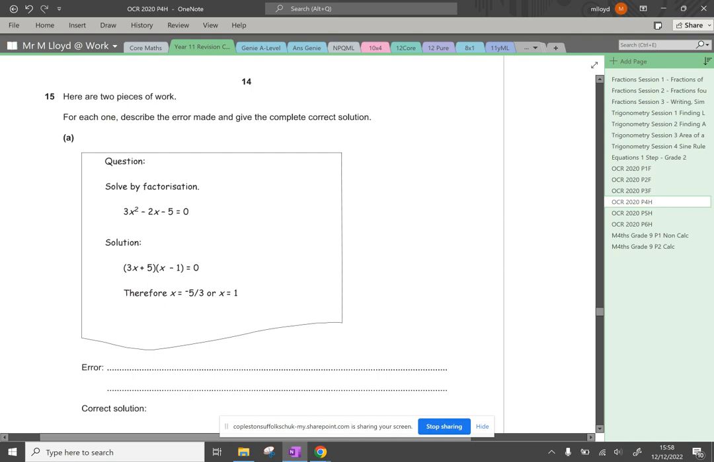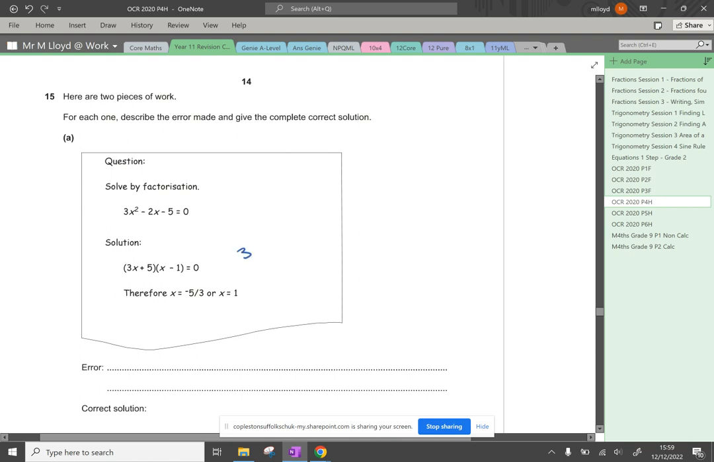Here are 2 pieces of work. For each one, describe the error made and give the complete solution. Solved by factorization. Okay. Oh, dear. So, is the factorization right? Let's expand it.